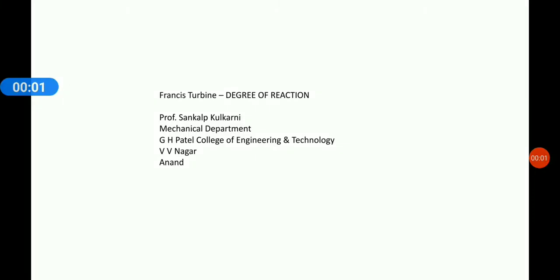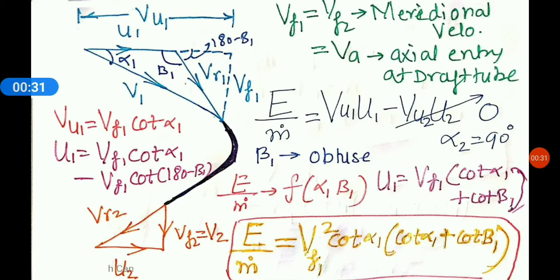Hello students, we will talk about degree of reaction and hydraulic efficiency of Francis turbine. What we'll do is we would like to express these two parameters in terms of inlet angles, that is in terms of the inlet guide blade angle and the inlet blade angle. That means alpha 1 and beta 1. So we would like to represent the hydraulic efficiency and the degree of reaction in terms of alpha 1 and beta 1. Now how we are doing that, let us see.